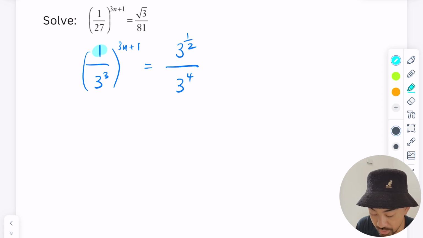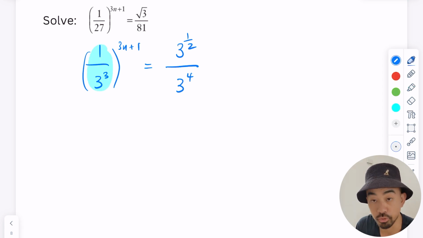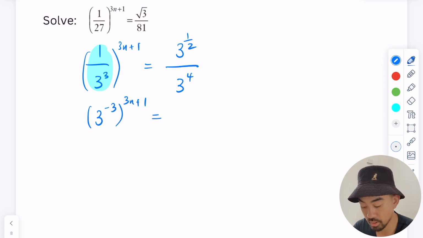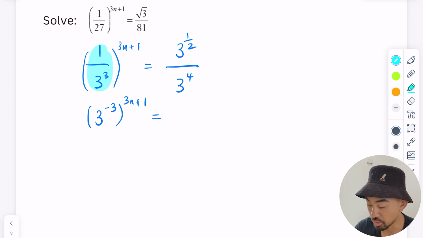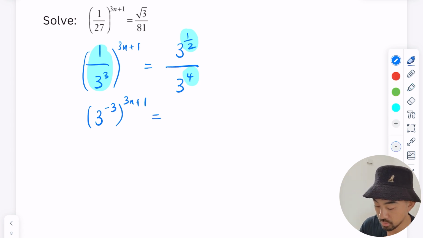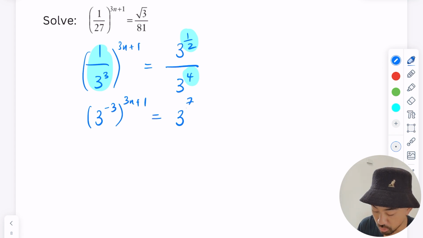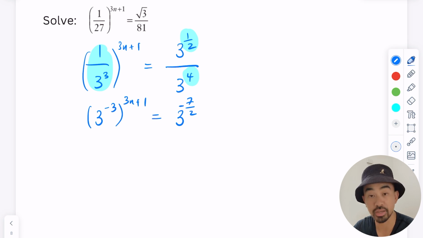Now looking on the left-hand side here, 1 over 3 cubed, if I change that such that it doesn't have a fraction, that would be saying 3 to the power of minus 3, outside of 3n plus 1. And on the right-hand side, here I've got 3 to the half over 3 to the 4. So think back to your index laws, when you divide, you subtract the indices. So 1/2 minus 4 is 3.5, so that's 7 on 2. Minus 7 on 2, sorry. Okay, so we're almost there.